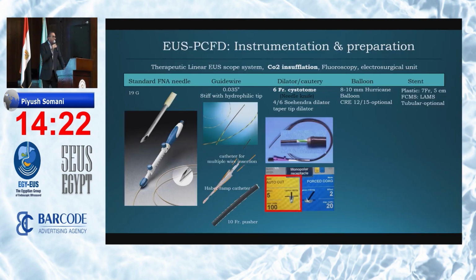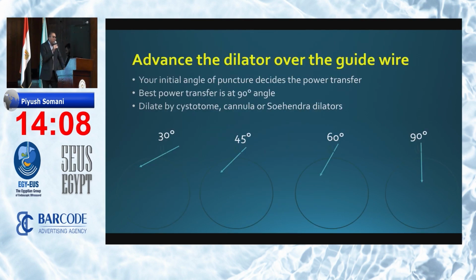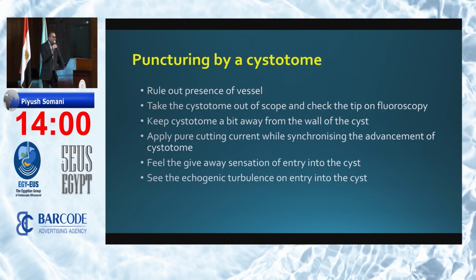After we put the guide wire, we need to use a dilator, which could be a cystotome, a 6 French or 8.5 or 10 French. We can always use Soehendra dilators also, or taper tip catheters, which are available from different companies. Advance the dilator over the guide wire. Best power transfer is at 90 degree. Dilate by cystotome cannula or the Soehendra dilators.